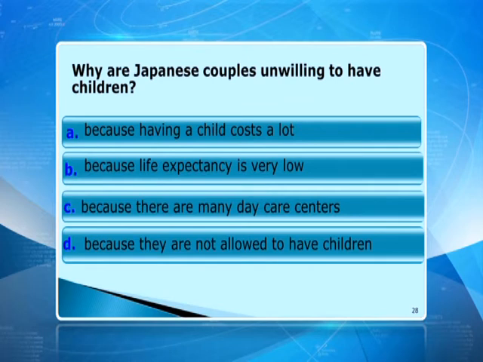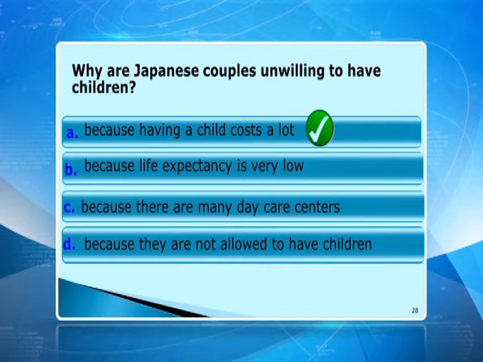Why are Japanese couples unwilling to have children? The answer may be A, B, C, or D: because having a child costs a lot, because life expectancy is very low, because there are many daycare centers, or because they are not allowed to have children. Think about it. Very good. This is your answer: because having a child costs a lot.